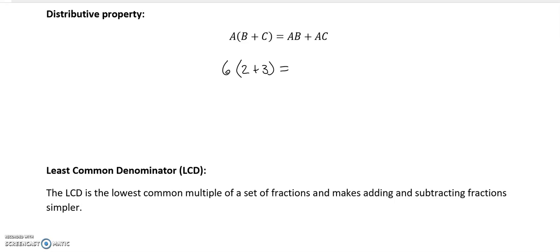I'm saying that's equal to, well, in this case, A is 6, so that would be 6 times 2 plus 6 times 3. Well, we know that 2 plus 3 is 5, so on the left side we have 6 times 5. And on this side we have, well, 6 times 2 is 12, plus 6 times 3 is 18. Well, 6 times 5 on the left side equals 30. And 12 plus 18, well, that also equals 30. So again, we see that the distributive property is true.